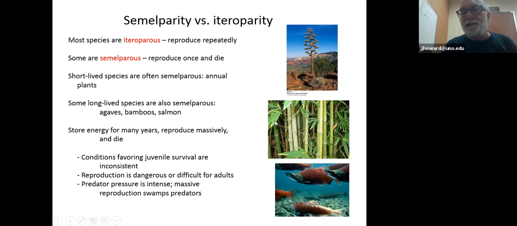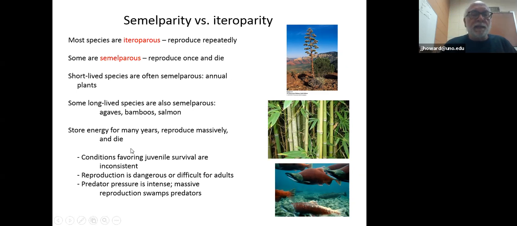For agaves, the key thing that they're looking at is rainfall. This is a desert plant. Most years in the desert are very bad, and most of their seeds die due to drought. But in the years that have high rainfall, agaves will sell out. They'll put all their energy into reproduction, they'll reproduce massively, and then they'll die, rather than wait for another 30 years for the next good year.